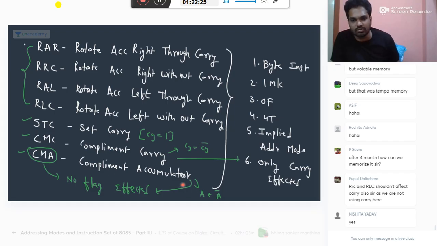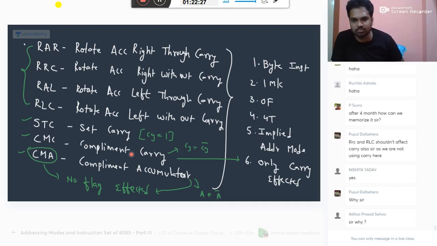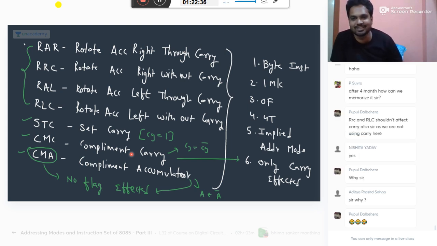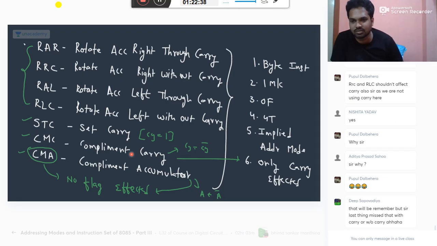These four, some people are having doubts: without carry, with carry. I will prove to you, I will show you that carry will be affected in all the four cases. In all the four cases, carry will be affected. Okay, I'm not wrong, I will explain.